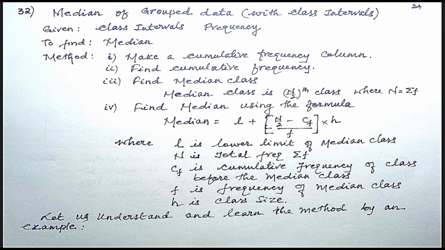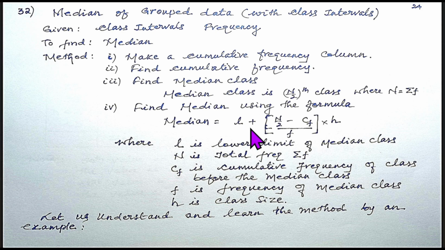That's very important. Now to find the median, we have to find the n by 2th class. The total frequency is known to us, divide that by 2, then we get n by 2, and the n by 2th class we have to find, and then use the formula. The formula of median is L plus (n by 2 minus CF) upon F into H, where L is the lower limit of the median class, n is the sum of frequencies, CF is the cumulative frequency of the class before the median class, F is the frequency of the median class, and H is the class size.